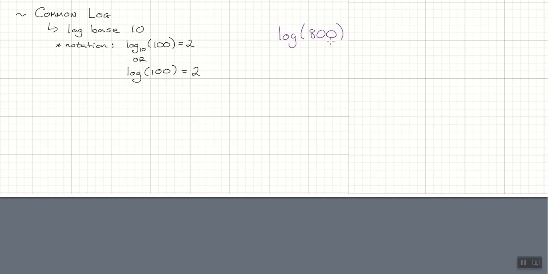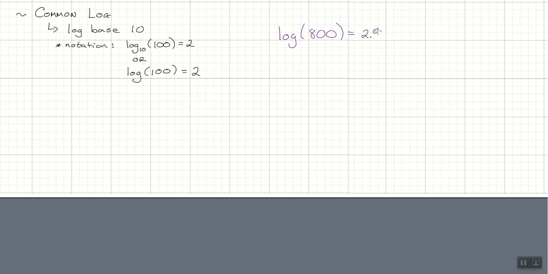800 is between two powers of 10, I think. 10 to the 2 is what? 100. What's 10 to the 3? 10 to the 3 is 1,000, right? 10 times 10 times 10. Is 800 between 10 to the 2 and 10 to the 3? And it's a little bit closer to 10 to the 3, I think. I'm guessing. I haven't typed it in. I have no idea. 2.7, 2.6, somewhere in that range. What does it wind up to?